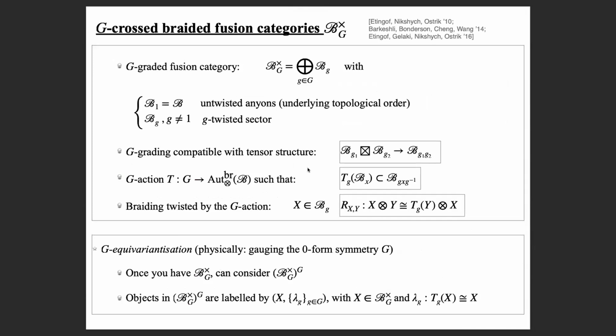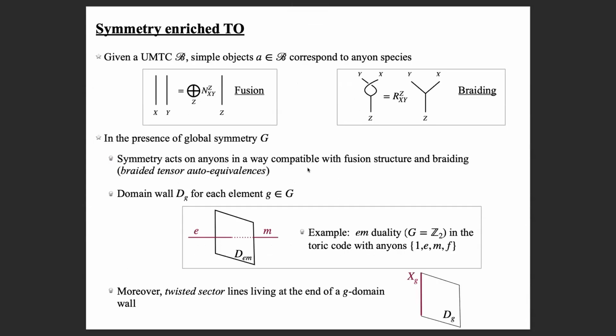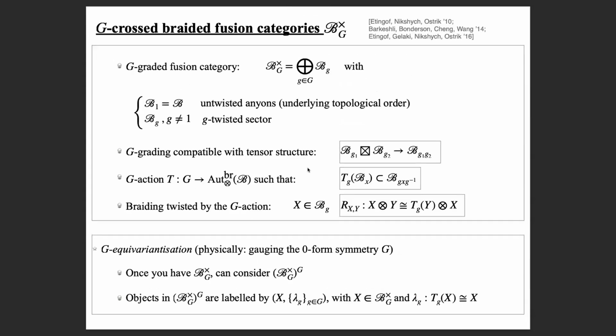And the mathematical structure capturing this thing is a G-crossed fusion category. So this is something that in first instance is G-graded. So you have one component for every element in the group. And here V_1 is just your underlying topological order, so the untwisted anyons. While V_g, with g different from the identity, precisely describes these g-twisted sector lines that live at the end of a topological surface.